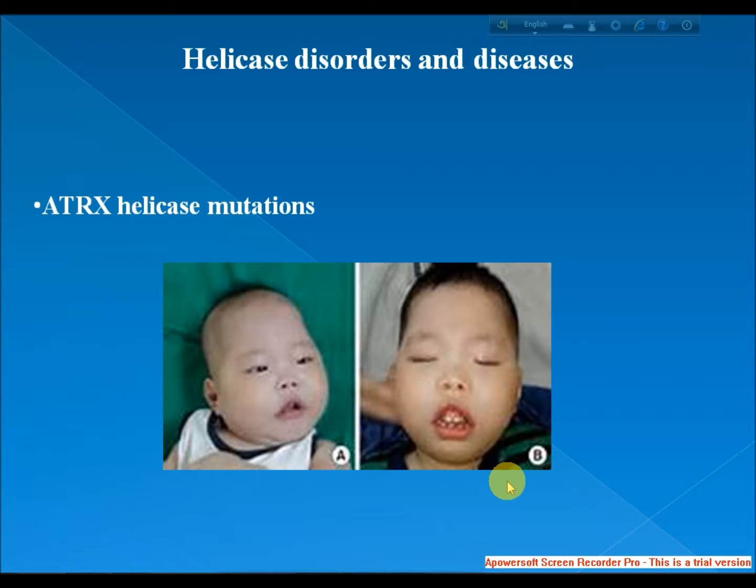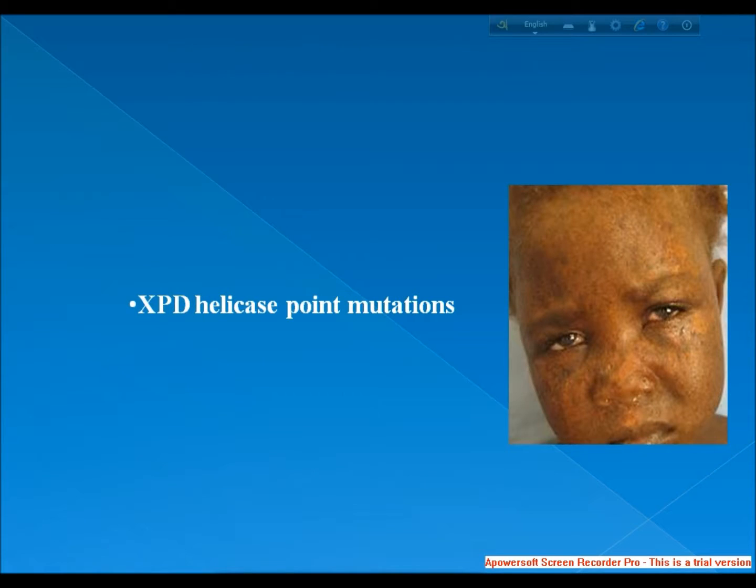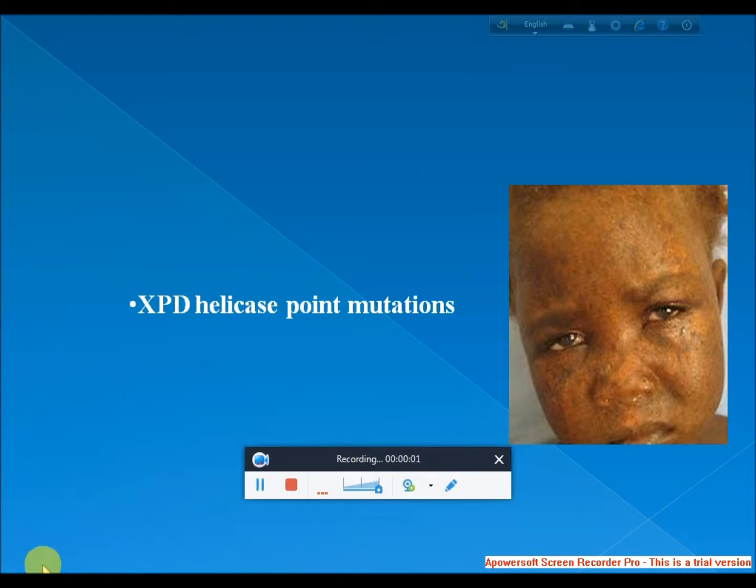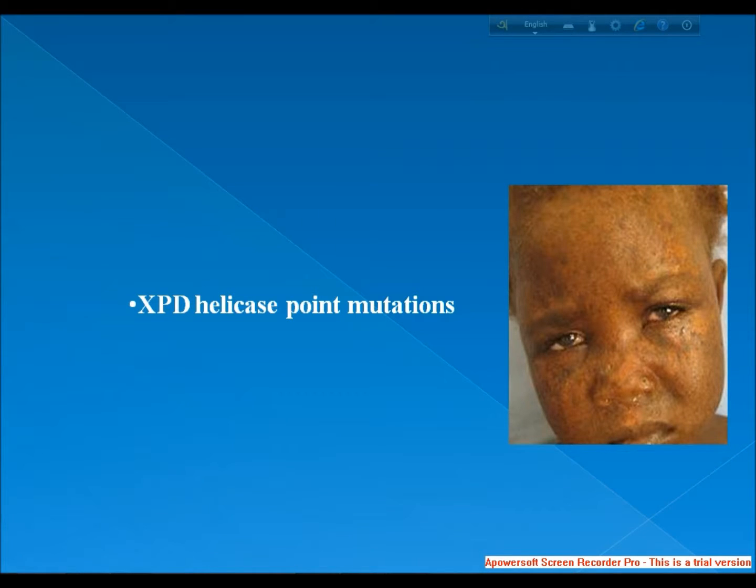Next, the XPD helicase point mutation. XPD, xeroderma pigmentosum factor D, also known as protein ERCC2, is a 5' to 3' superfamily 2 ATP-dependent helicase containing iron sulfur cluster domains. Inherited point mutations in XPD helicase have been shown to be associated with accelerated aging disorders such as Cockayne syndrome (CS) and trichothiodystrophy (TTD). Cockayne syndrome and trichothiodystrophy are both developmental disorders involving sensitivity to UV light and premature aging, and Cockayne syndrome exhibits severe mental retardation from the time of birth.